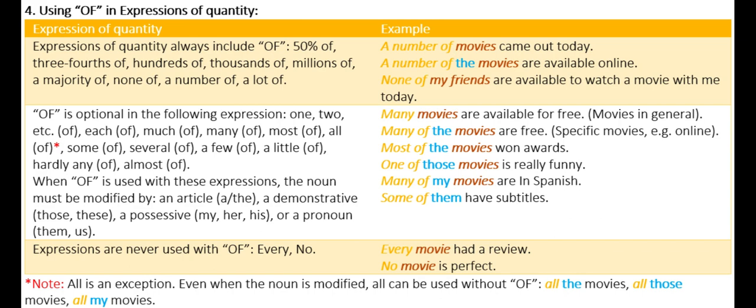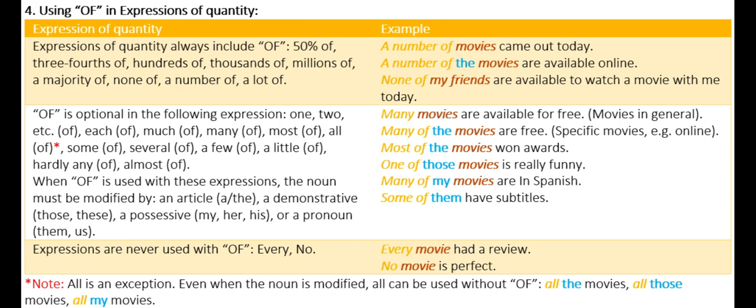B. Of is optional in the following expressions: one of, two of, each of, much of, many of, most of, all of, some of, several of, a few of, a little of, hardly any of, almost all of. When of is used with these expressions, the noun must be modified by an article, such as a or the, a demonstrative, such as those or these, a possessive, such as my, her, his, or a pronoun, such as them or us.